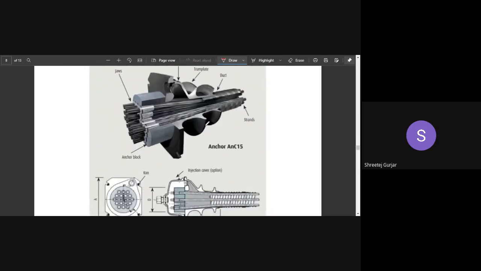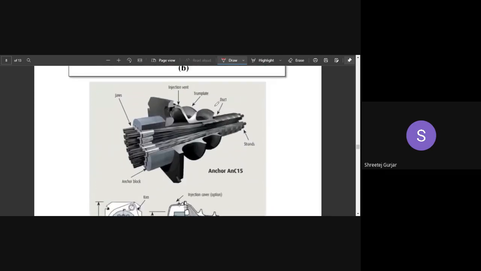So this is a 3D image of your anchorage. You can see these are individual wedges. So many wedges are there, and these wedges are holding individual strands. Okay, and you can see your grout port is provided here so that you can grout later on. And this is your duct, right? This is your duct, and this is your trumpet.